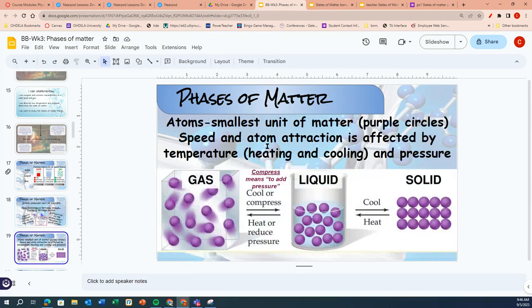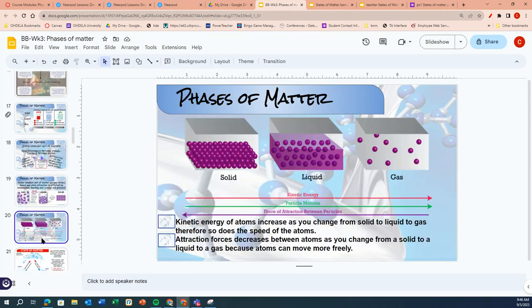So atoms are the smallest unit of matter, the purple circle. Speed and atom attraction are affected by temperature, heating, and pressure. Pressure means to compress or add pressure. To cool is to compress. To heat is to reduce pressure. So we're going to use these arrows here to talk about cooling and heating and the phase of matter. We've got solid, liquid, and gas again. As the kinetic energy goes up, it goes from solid to liquid to gas. The particle motion gets bigger, and the force of the attraction gets less.